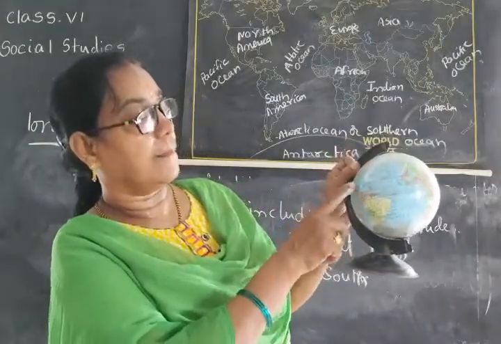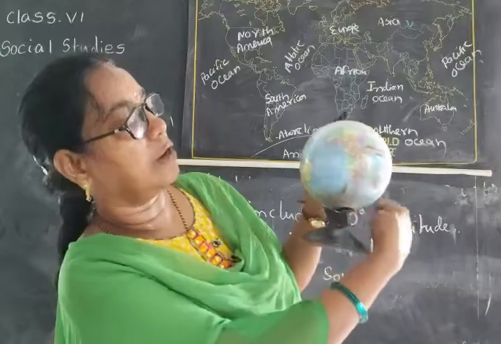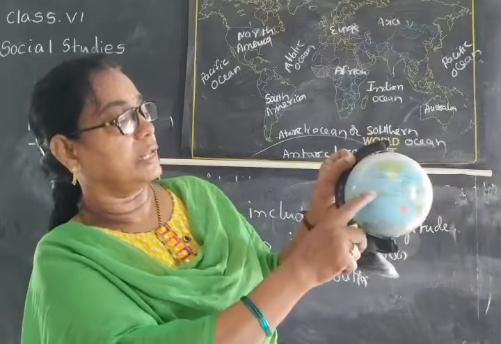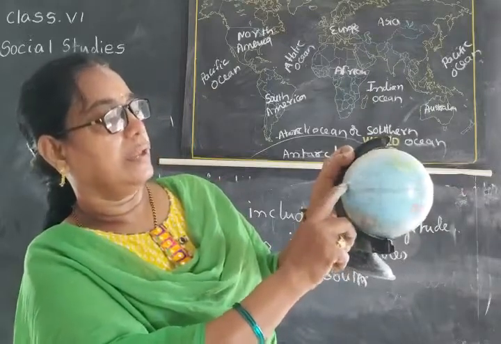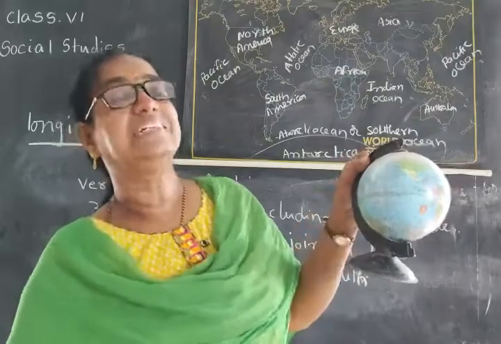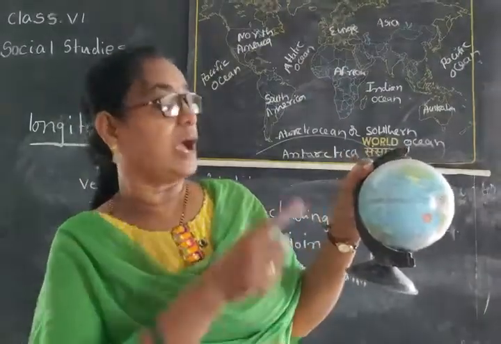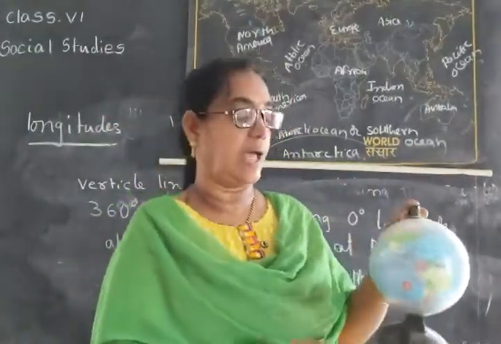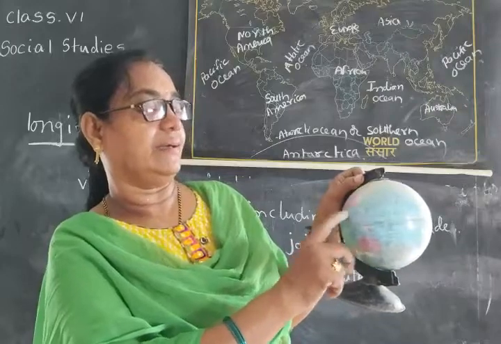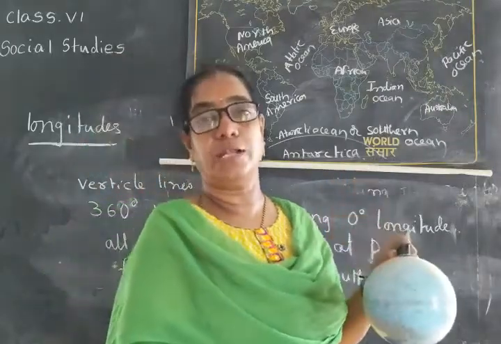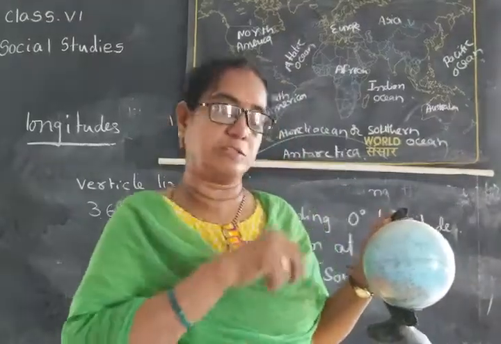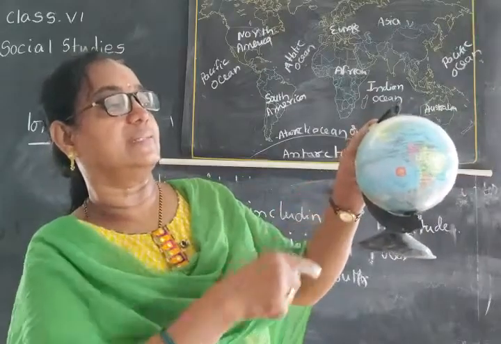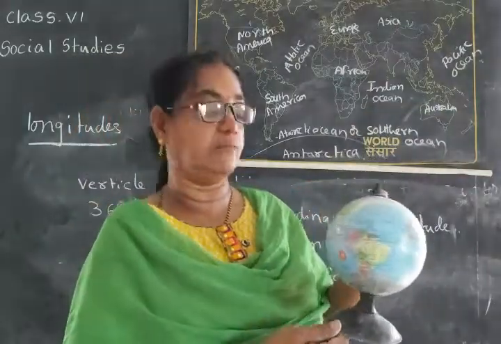We can also observe one more thing. Longitudes are drawn around the globe and latitudes are drawn across. Between them you can observe squares and rectangles. That is called a grid. The network of latitudes and longitudes is called a grid, which forms like a net. Like a mosquito net, small squares can be seen. Here also we can observe squares with the help of these lines. Both are imaginary lines, really not drawn.